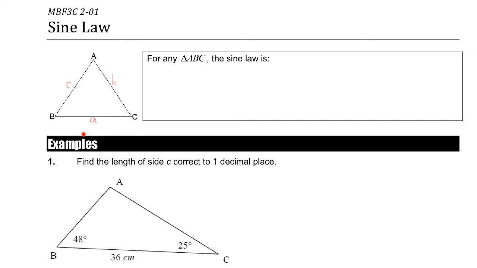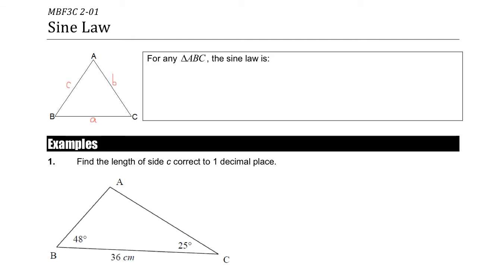So these are just generic labels. I've chosen to use A, B, and C. You could have a triangle labeled X, Y, Z, or any number of combinations of letters that you want. The key is, for proper notation, the opposite side has the same letter, just lowercase.